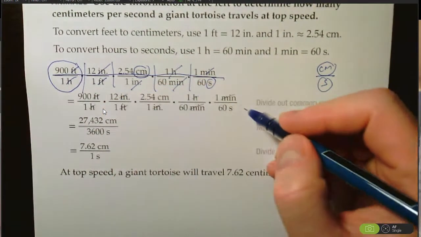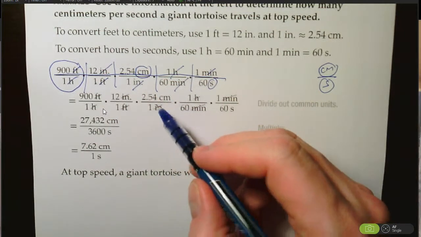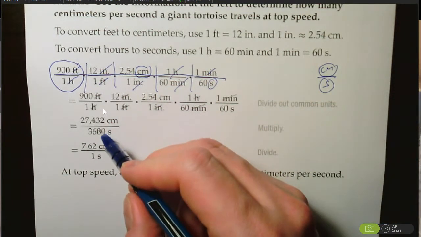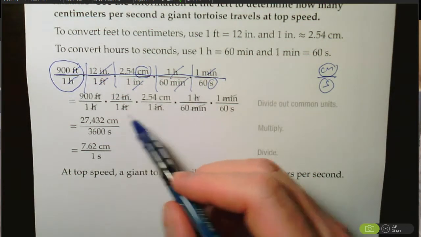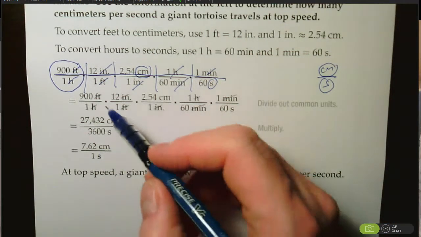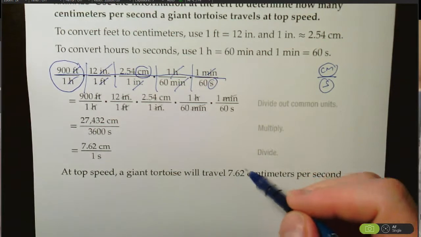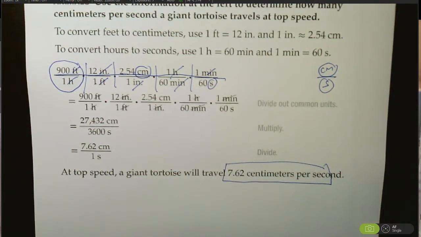So again, they show the canceling of the units, and then they've multiplied across. 900 times 12 times 2.54 is 27,432. And 1 times 1 times 1 times 60 times 60 is 3,600. And then when you divide that, you get 7.62 centimeters per second, which is not really a ton of speed.